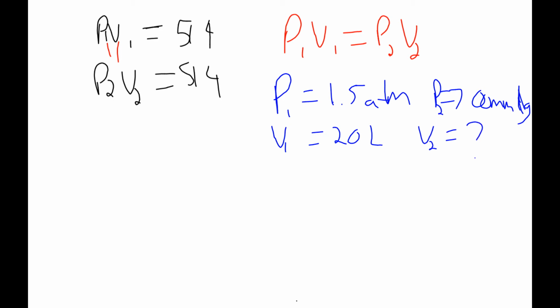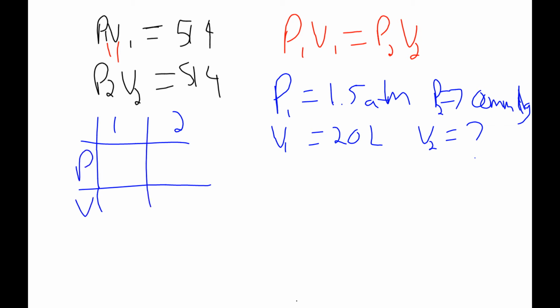Okay, so here's what we're going to do. We're going to set up a table like this, and you will have something similar on your worksheet. So pressure and volume. Then we basically just fill in the table. Pressure 1 is 1.5 atm, and pressure 2 is 700 millimeters of mercury.